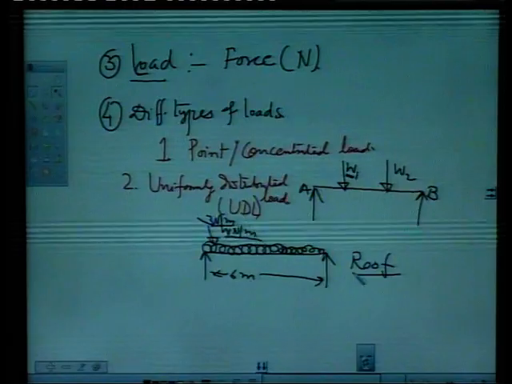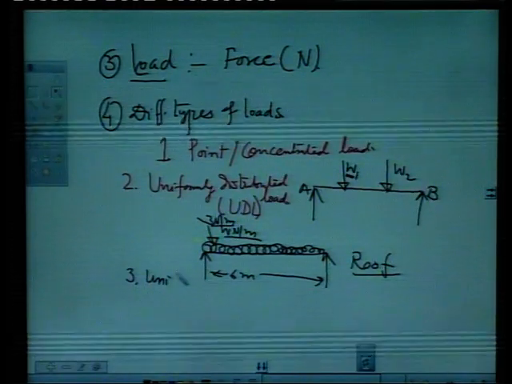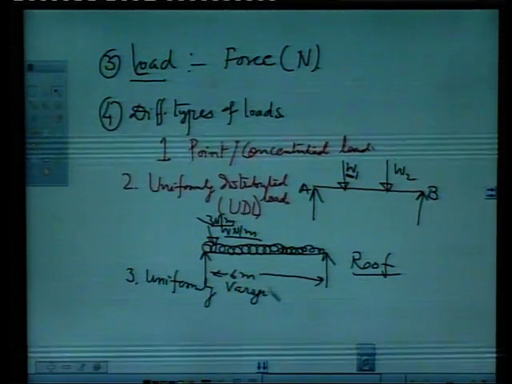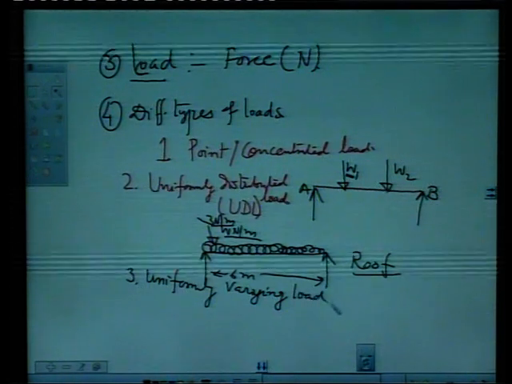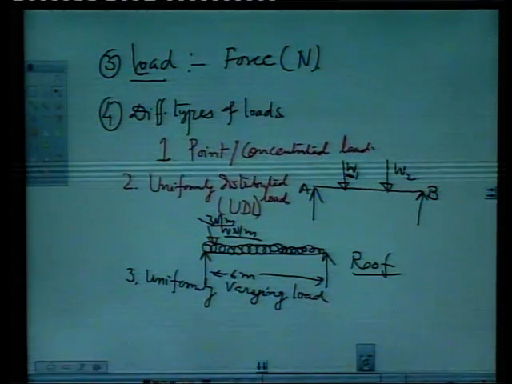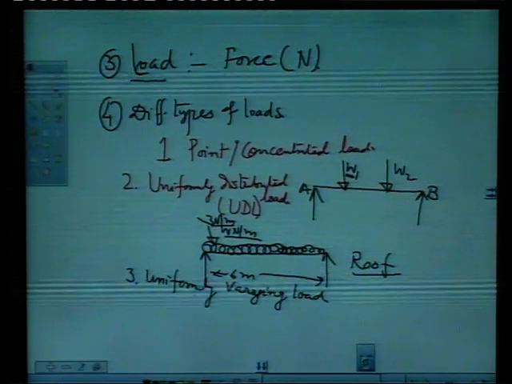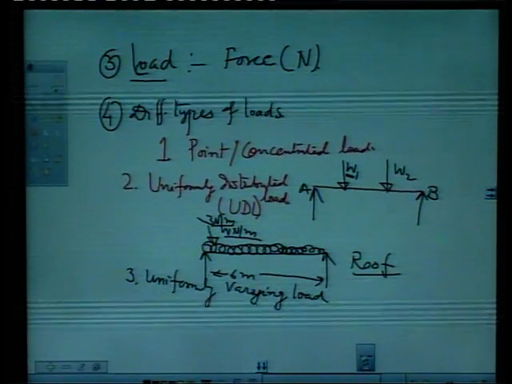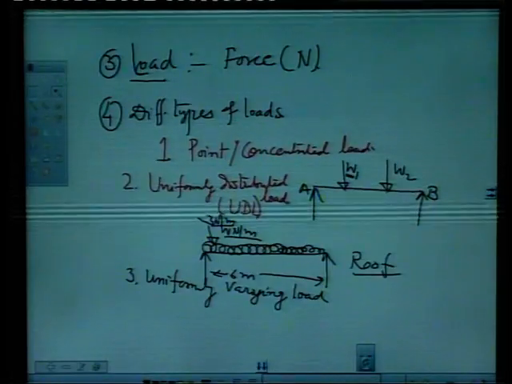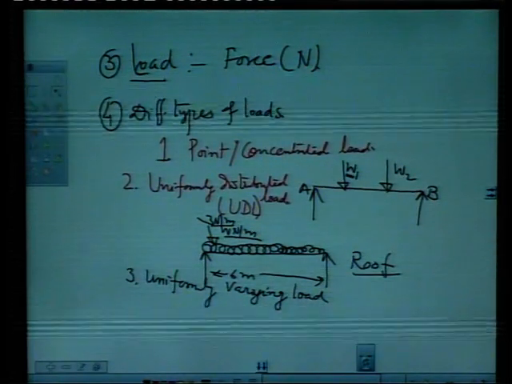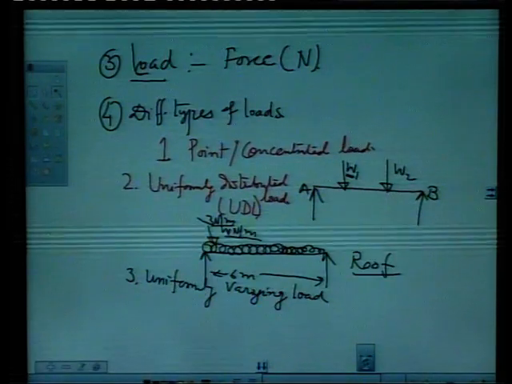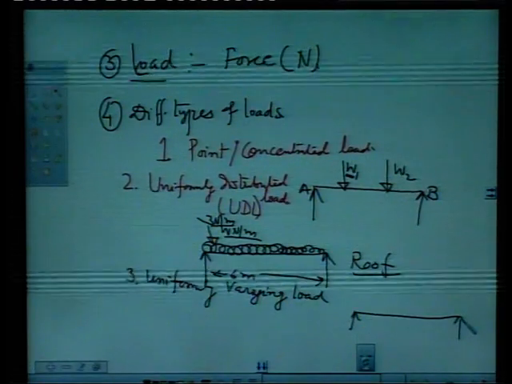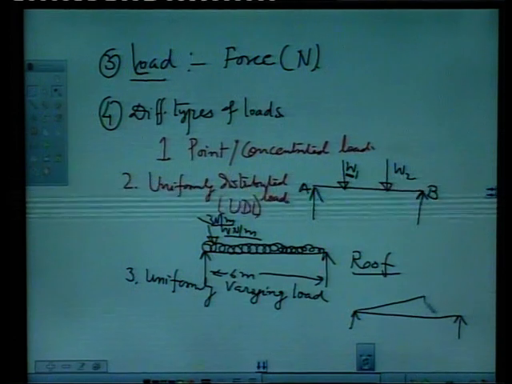And third is uniformly varying load. Now here it is uniformly distributed, the total load is uniformly distributed. Here the load is uniform but not the same value, it is varying, it varies like this. Say this is a beam, and on this beam the load is represented like this.